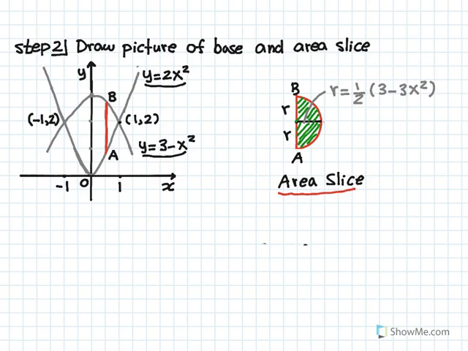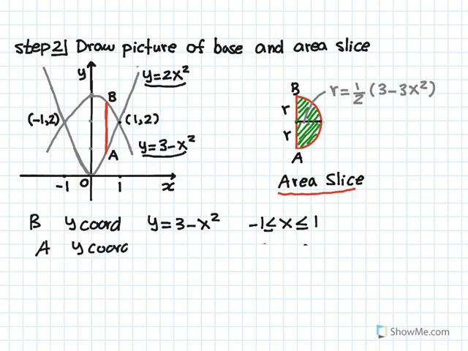And so basically, the point B has a y coordinate. So let's do this formally. Point B has a y coordinate given by the top parabola, which is pointing down, y is equal to 3 minus x squared, for x between 1 and negative 1. And point A has the y coordinate given by the lower parabola, y is equal to 2x squared, for x between 1 and negative 1. So the line segment AB forms the diameter of the semicircular area slice.